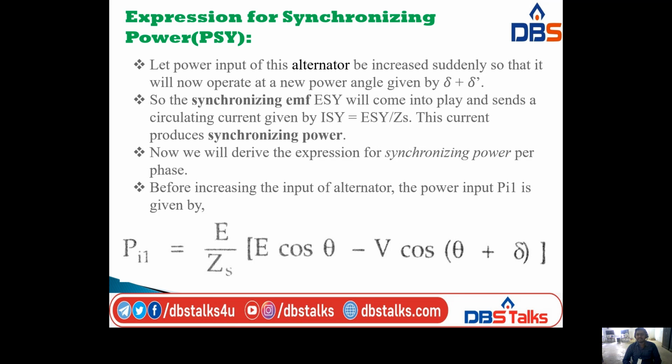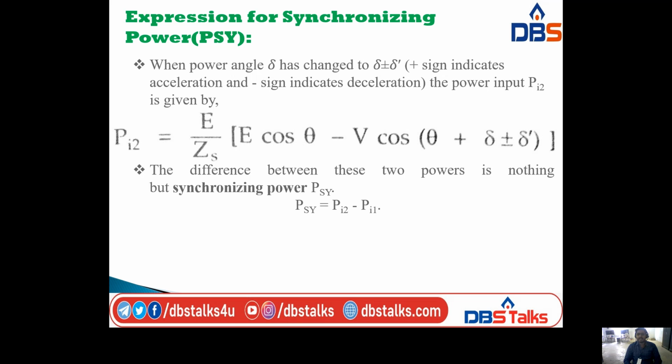Now we will derive the expression for the synchronizing power per phase. Before increasing the input of the alternator, the power input Pi1 is given by Pi1 = E/Zs (E cos theta - V cos(theta + delta)). Next, when the power angle delta has been changed to delta plus or minus delta dash, the plus sign indicates acceleration and the negative sign indicates deceleration.